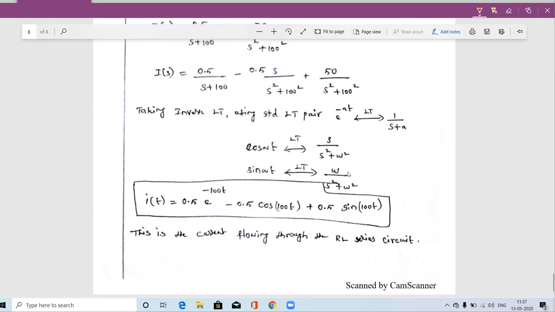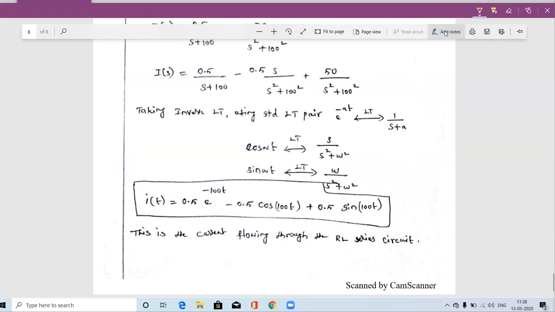Okay, so using these three Laplace transform pairs, if you take the inverse Laplace transform, I of s gives small i of t, which is equal to 0.5 into the inverse Laplace transform of this term, e power minus 100t. Right? So minus 0.5. What is the inverse Laplace transform of this one? Cos omega t. And what is the inverse Laplace transform of this one? Here in this term we want 100 in the numerator, but 50 is there.